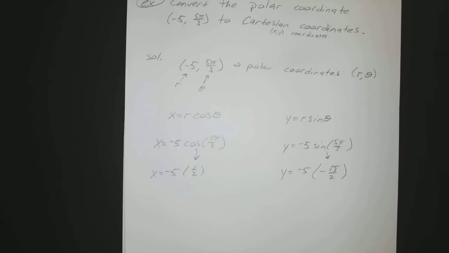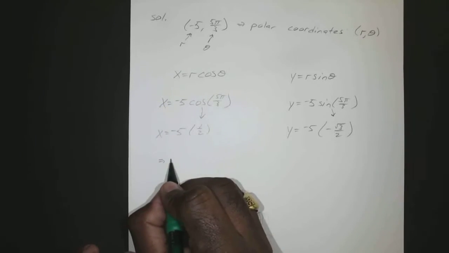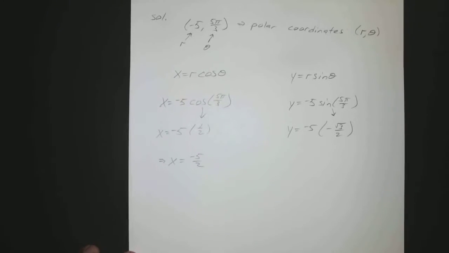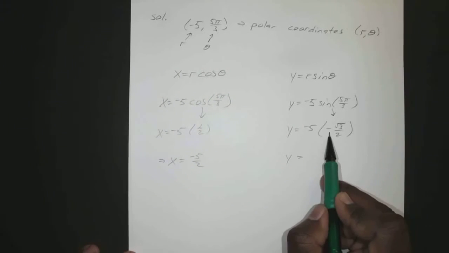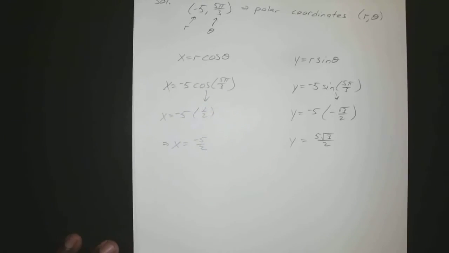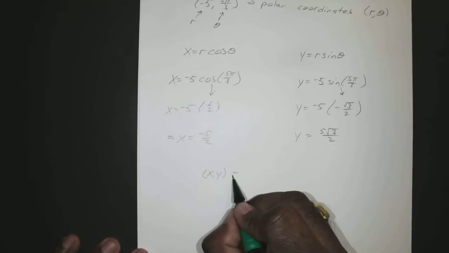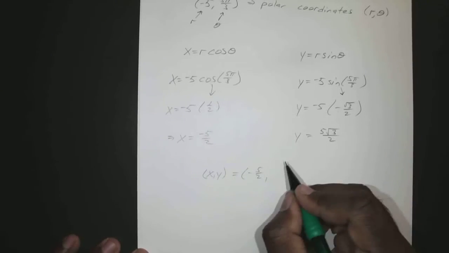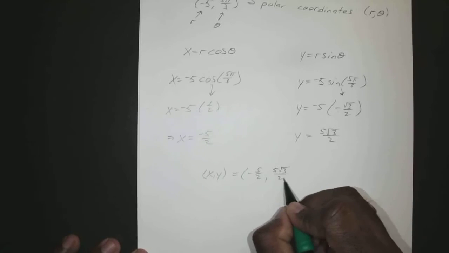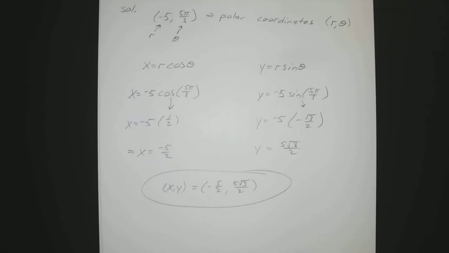Okay. And then from there, you just simplify it. Okay, so you have -5 over 2. And y, negative and negative is positive. So that would be y is equal to 5 square root of 3 over 2. So your xy coordinates just equal -5 over 2 and 5 square root of 3 over 2. So once you plug them in, you're pretty much done with converting them to Cartesian coordinates, or just your x and y.